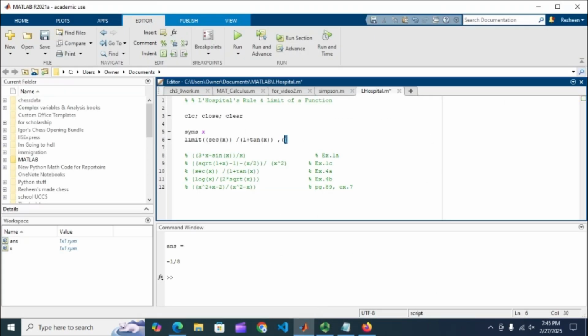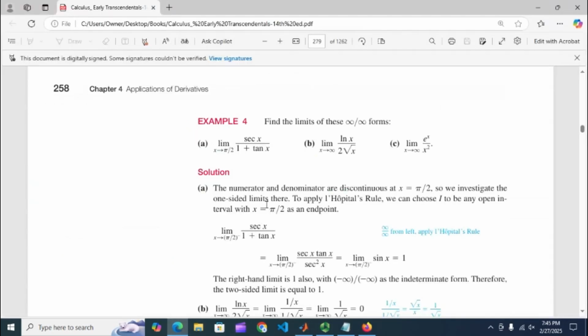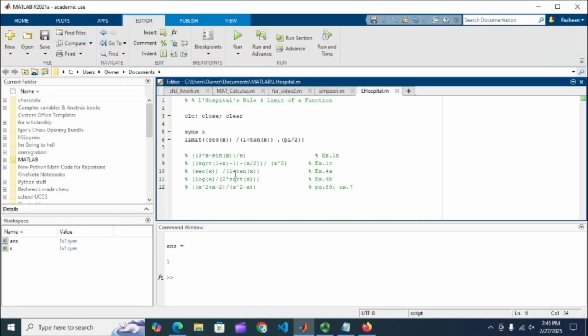So I'm going to do it this way. So pi over 2. And the answer is 1. And let's see if that matches the book's answer. It does. So the limit of the function, secant x over 1 plus tan x, approaches 1. And if we go back to the code, secant x over 1 plus tan x. I'm not going to do 4b.